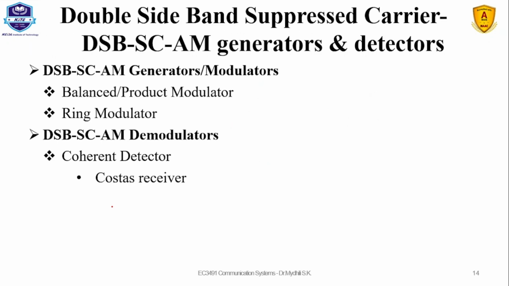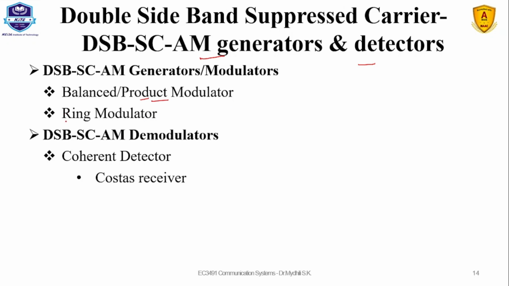Now coming to the next part, DSB-SC-AM generators and detectors. We have two types of generators. The first one, as we know from the basic equation itself, is nothing but the product of the two inputs we are feeding into the modulator. By feeding a message signal and a carrier signal and just multiplying them, it produces an output of DSB-SC-AM. That concept is explained in the balanced modulator. It is also called a product modulator.